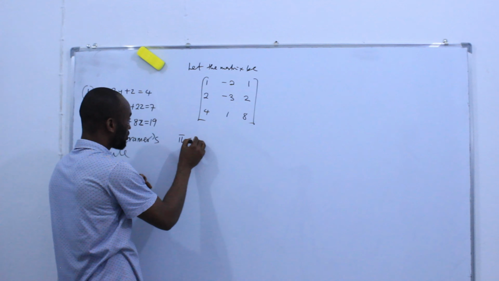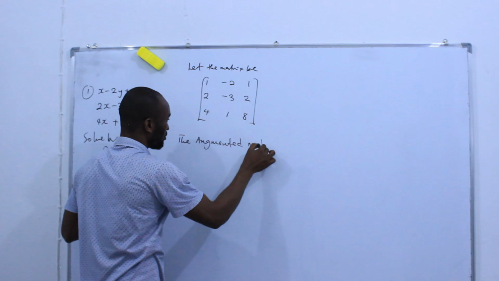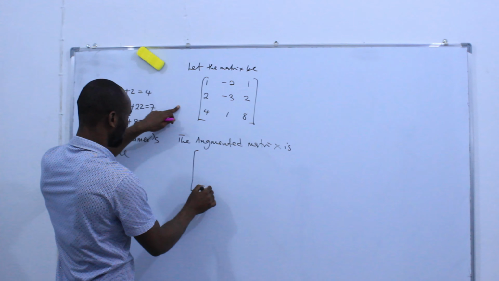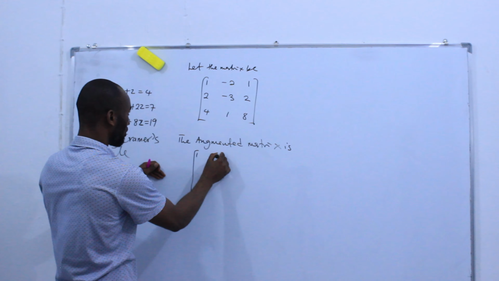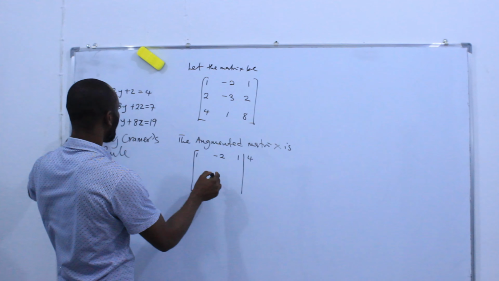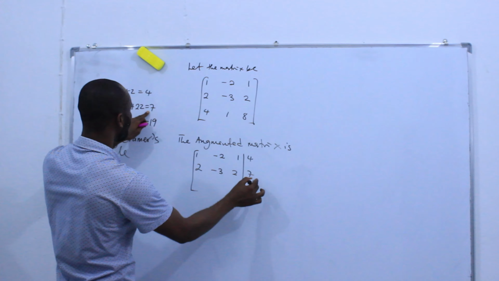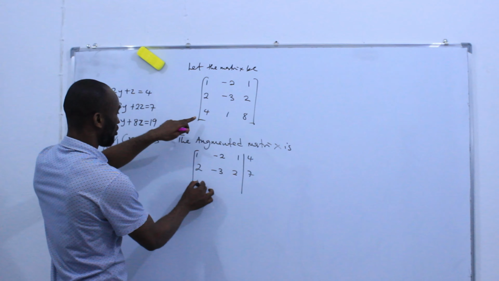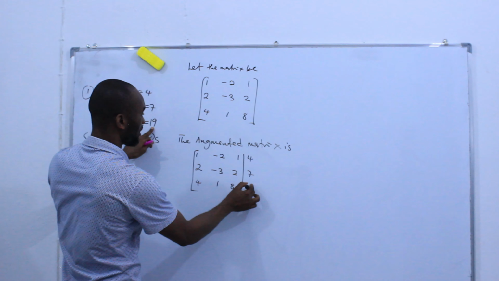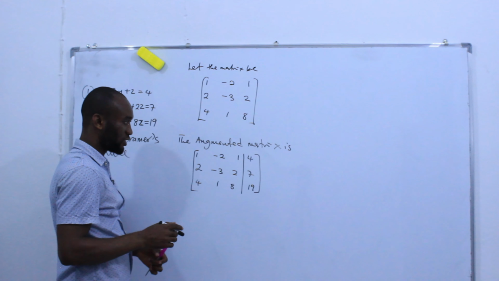Then the augmented matrix is going to be: 1, minus 2, 1, and then you have 4 there. Here you have 2, minus 3, 2, and here you have 7. And here you have 4, 1, 8, and then outside you have 19. This is the augmented matrix.